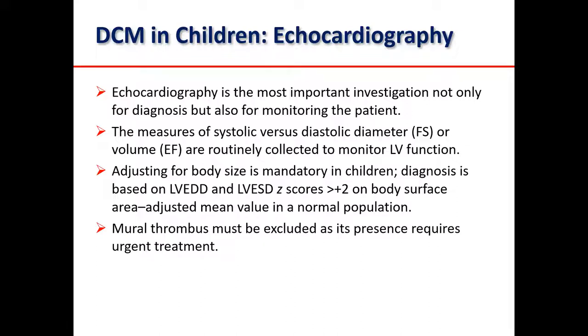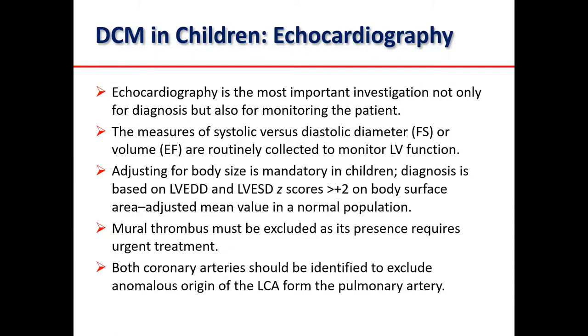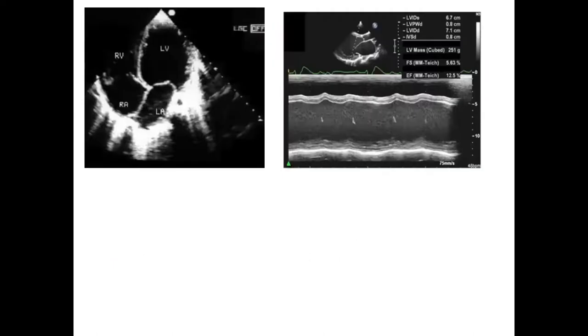Another thing that we need to look for specifically is the mural thrombus in the left ventricle cavity, because if it is present, then that also requires an urgent kind of treatment. Coronaries, again, I would like to emphasize that we must, in all left ventricular dysfunctions, look at both the coronaries' origin to see whether we are dealing with an anomalous origin of left coronary artery from pulmonary artery, and this should be part of the routine echocardiography.